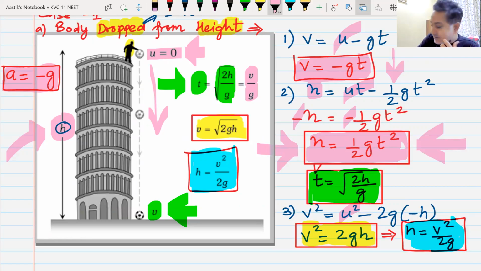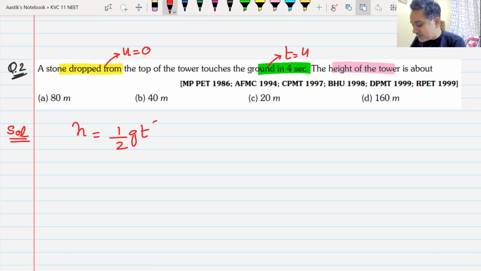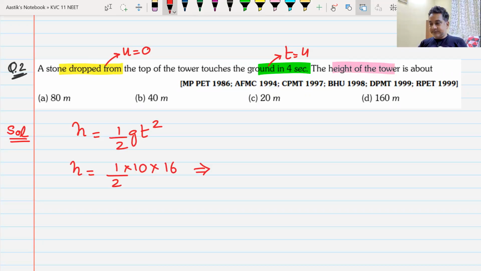Can you apply it now and tell me what is the answer? Yes, my dear friends, the formula straight away is h is equal to half gt square, negative sign getting cancelled from both sides. So h is equal to half g is 10, t square, 4 square is 16. What is the answer that you are getting, my dear friends? 80, sir. That is correct, sir. 80 meters. That should be the correct answer.